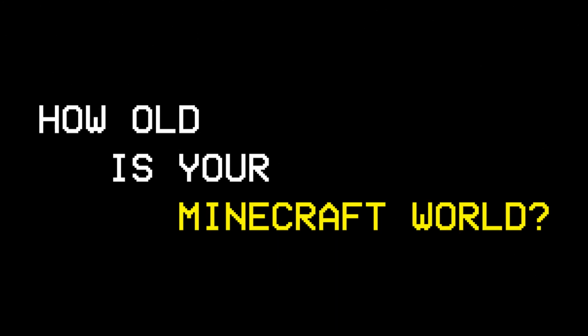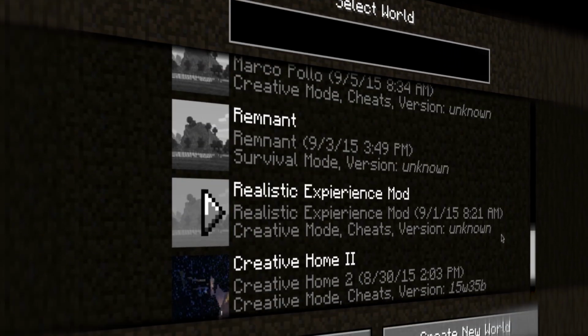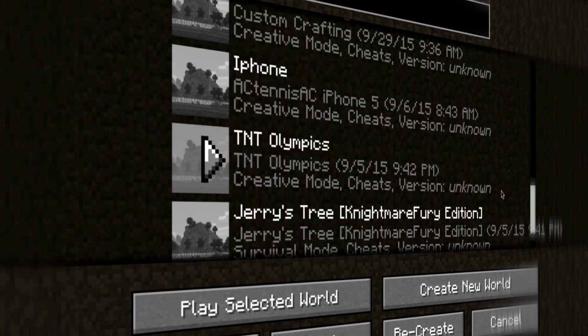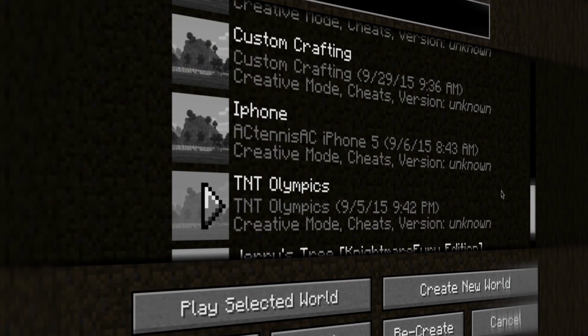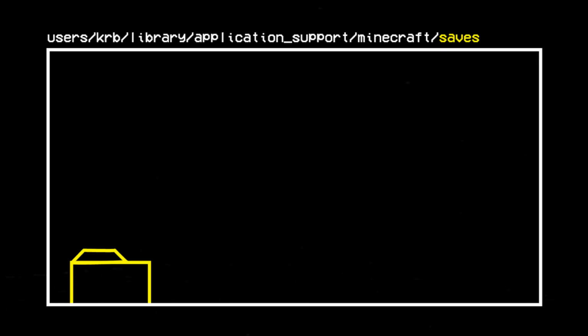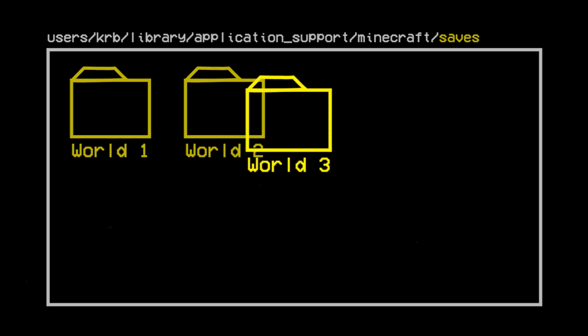Hey everybody. So, how old is your Minecraft world? Now, this might seem like an easy question to answer. I mean, all you really need to do is open your world browser and check the last playdate. And if that isn't enough, you can inspect the save file in your Minecraft directory and check the creation date. Easy, right? Well, not really.